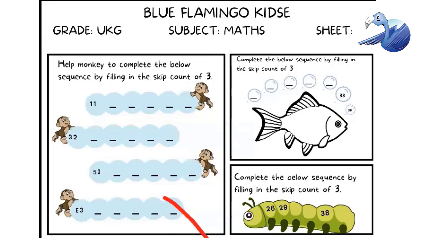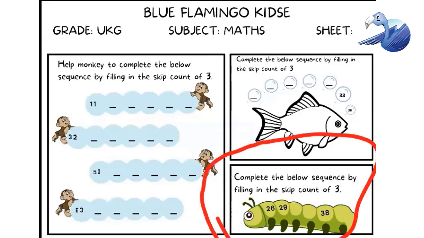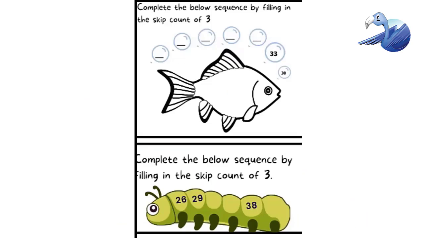Okay, now next, complete the below sequence by filling in the skip count of number 3. So it's 26, 27, 28, 29, 30, 31, 32, 33, 34, 35, 36, 37, 38. It's completed. Okay. So then what will be the next number? 30, 31, 32. It's a 32.